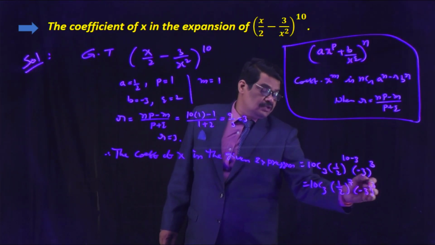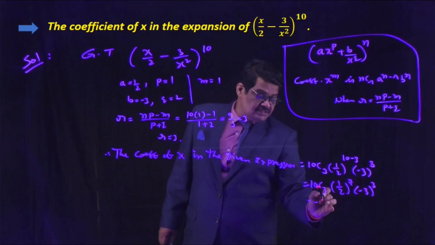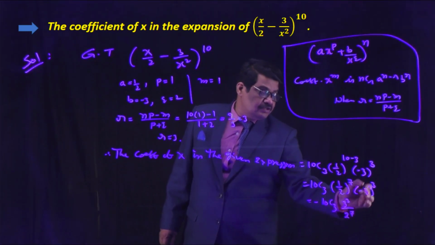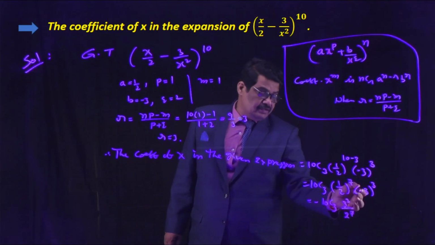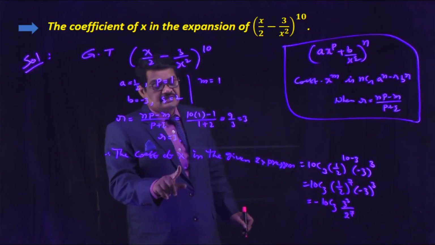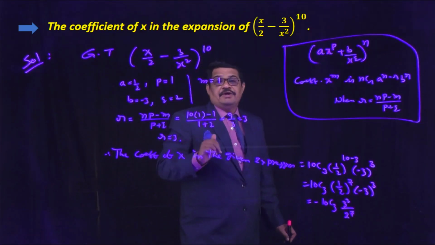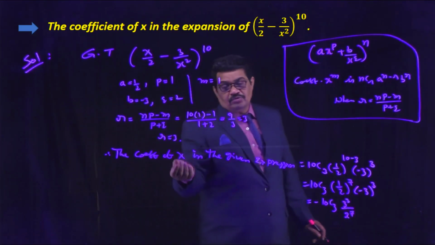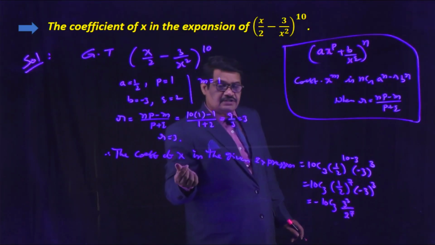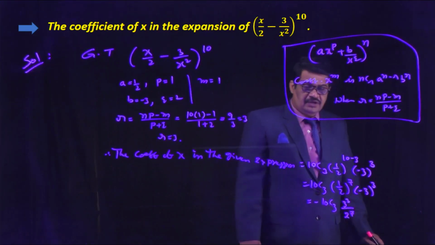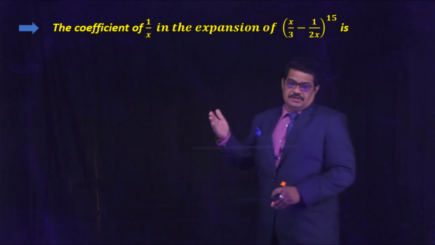So then we are getting minus 10C3, that is 3 power 3 by 2 power 7, 3 cube by 2 power 7. We are getting a minus here. So this is the coefficient of x in the given expression (x/2 - 3/x²) whole power 10. In that expansion, the coefficient of x power 1 is minus 10C3 times 3 cube by 2 power 7.